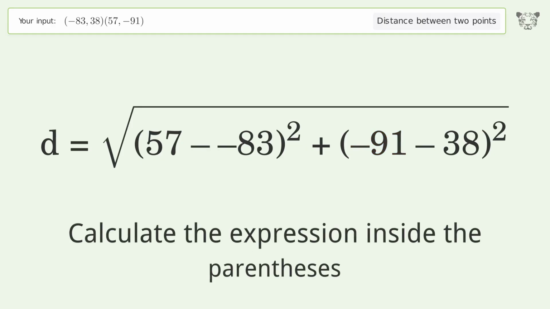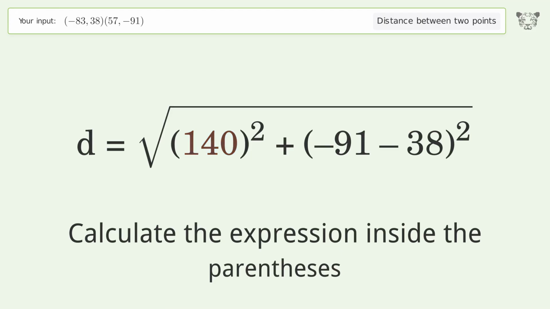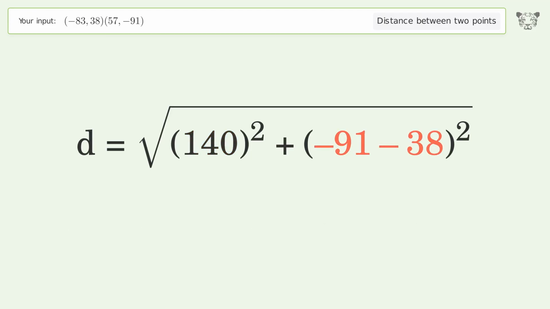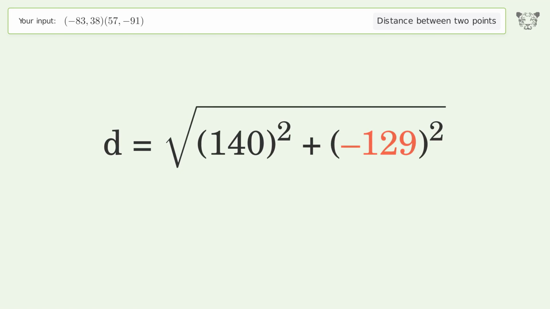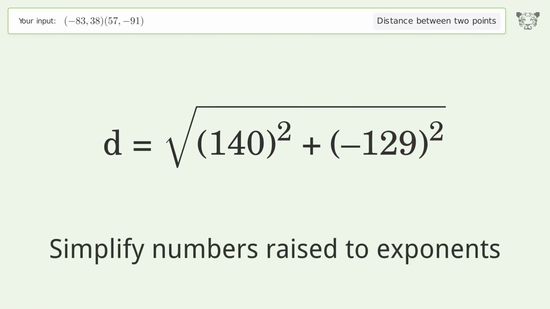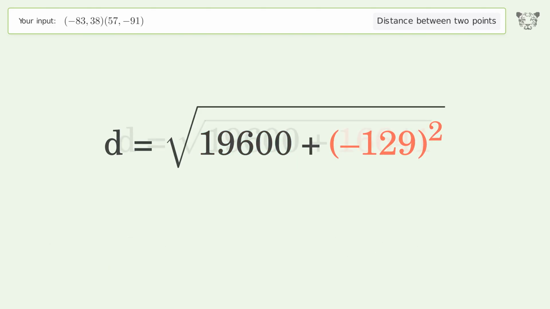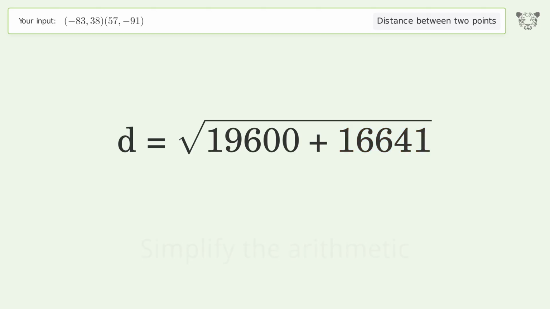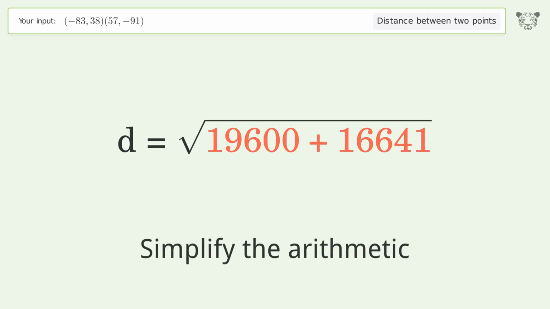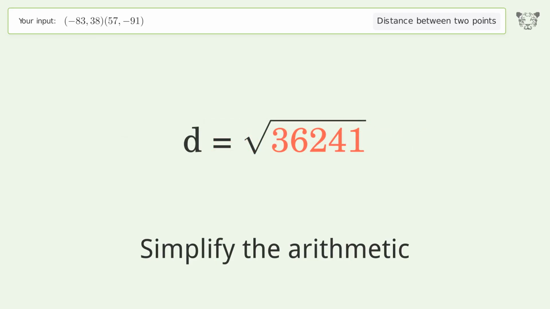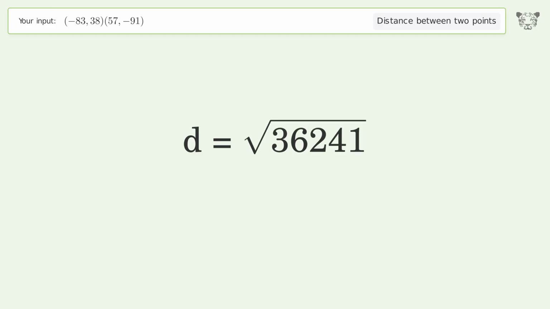Calculate the expression inside the parentheses. Simplify numbers raised to exponents. Simplify the arithmetic. And so the distance between the 2 points is the square root of 36,241 or 190.371.